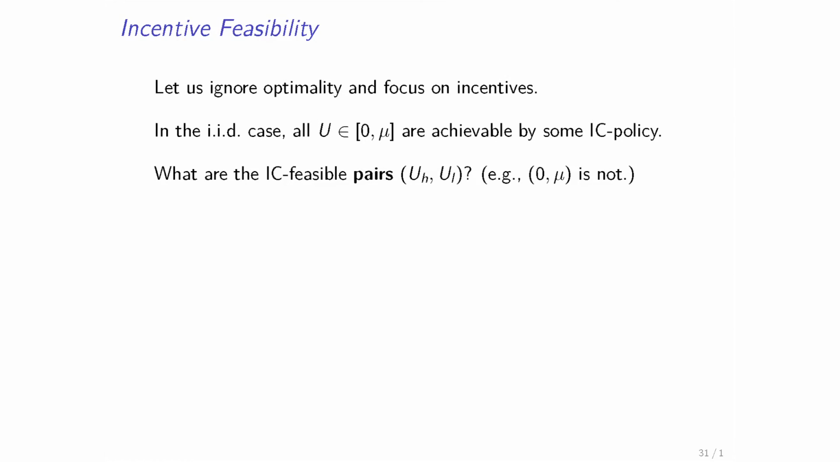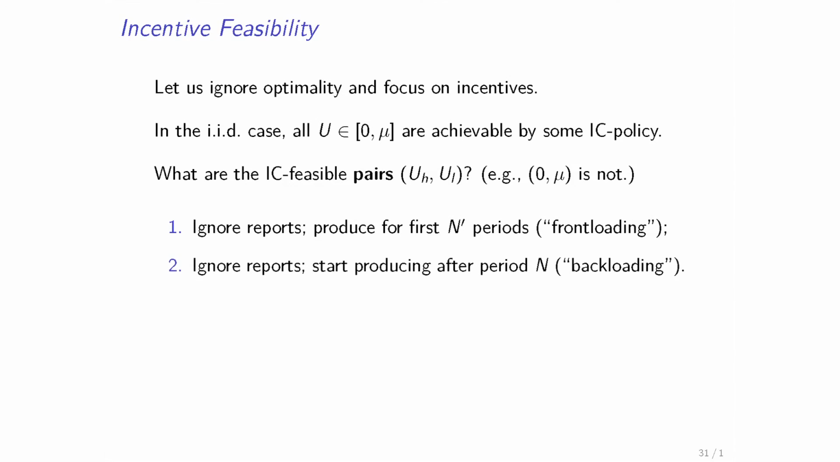Okay. Now, luckily, we did a lot of computation and a lot of simulations and we came up with conjectures, and luckily for the presentation, the result is very intuitive. This comes from two groups of policies. The first group is called front-loading policies. Under this policy, the principal will produce for the first n periods and never produce again from period n plus 1 on. The second group is called backloading policies. The principal will ignore the reports and produce starting from a fixed period on, but not produce before.